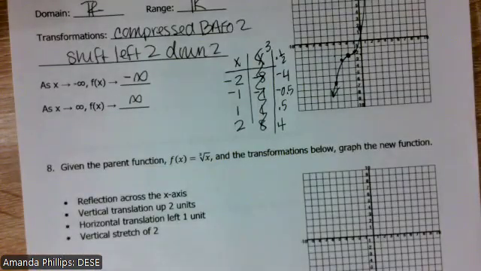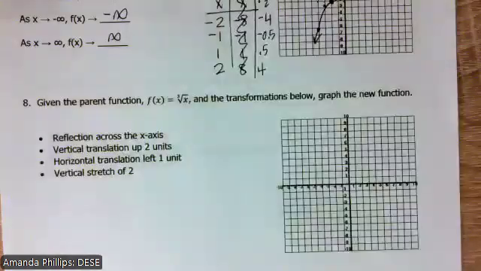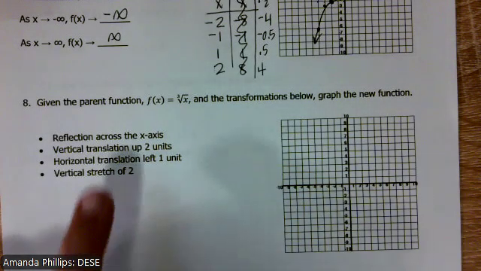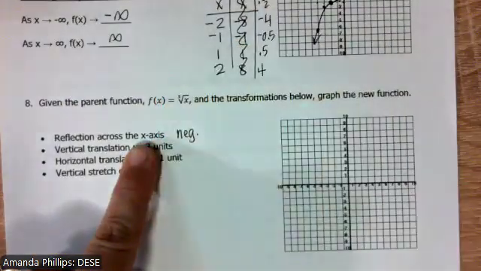All right, given the parent function, the cube root of x, and the transformations, graph the new function. Now, I always think it through first. The reflection across the x means there is a negative.